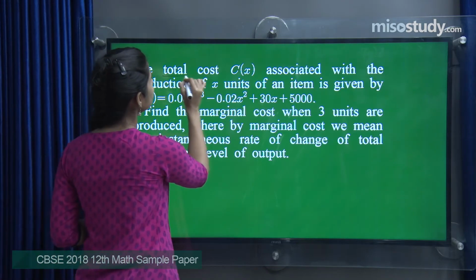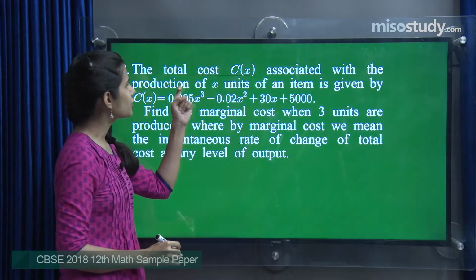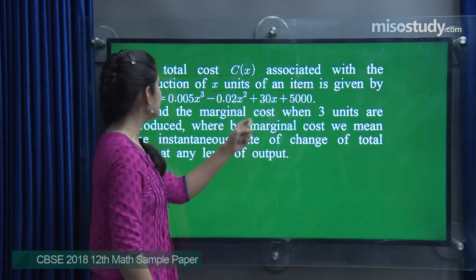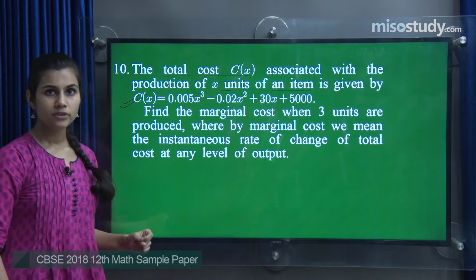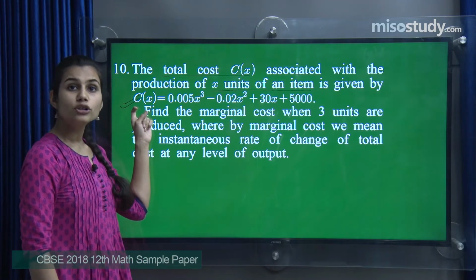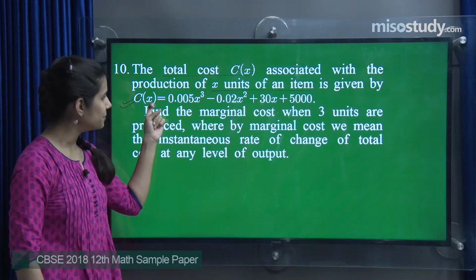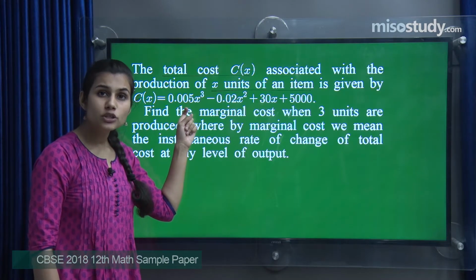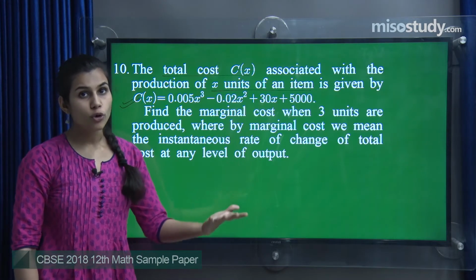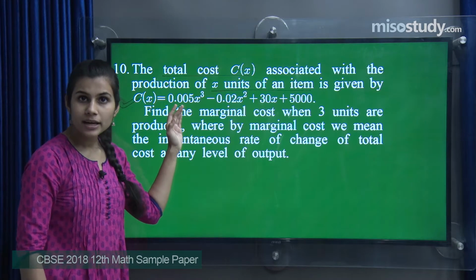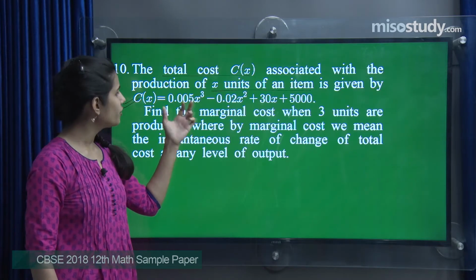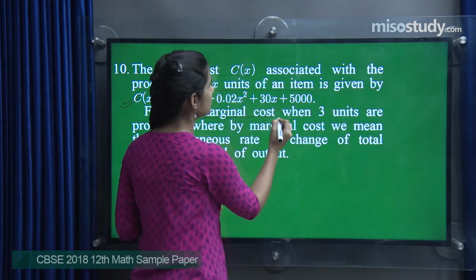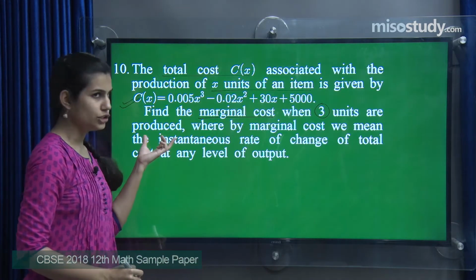It is saying the total cost associated with the production of X units of an item is given by this function. So cost is a function of units of items produced. You produce more units, the cost is dependent upon them, and that is how their relation is exercised in this particular function. Find the marginal cost when 3 units are produced.